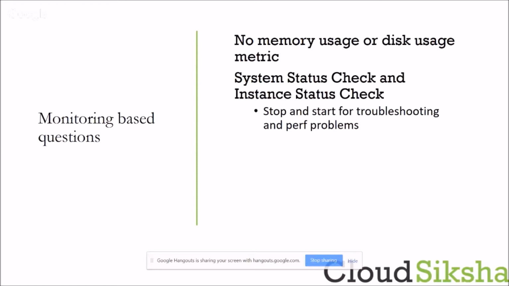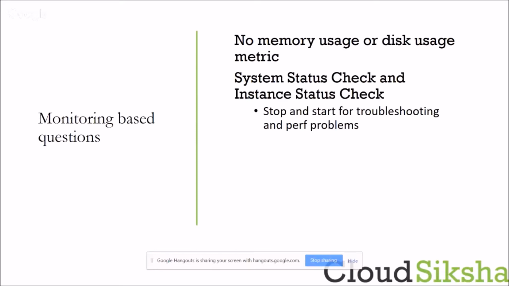Because on the same physical machine, if there are different instances running, the other instances may be contending for the same resources, and they may be doing too much IO-bound work or network-bound work, and that may be impacting your instance.